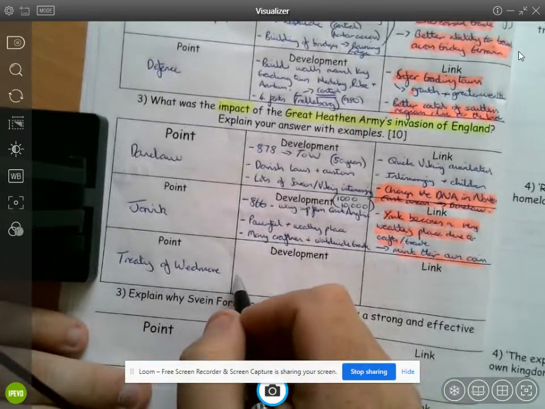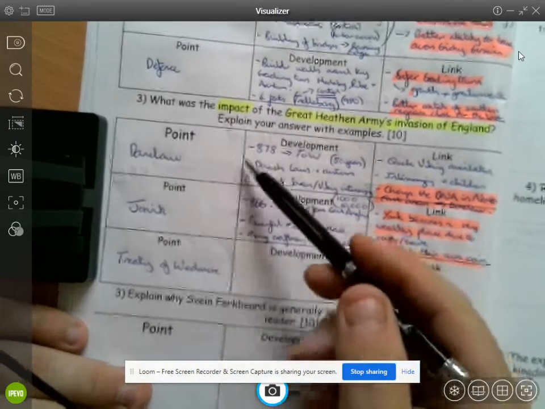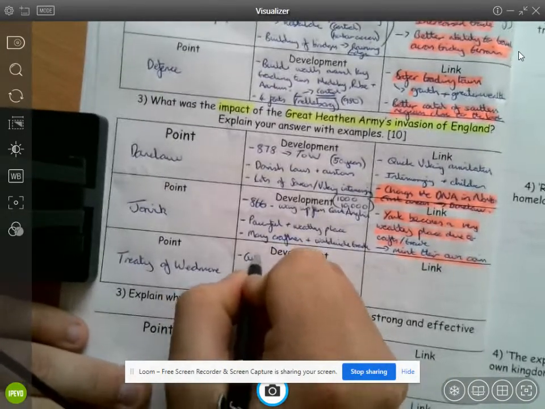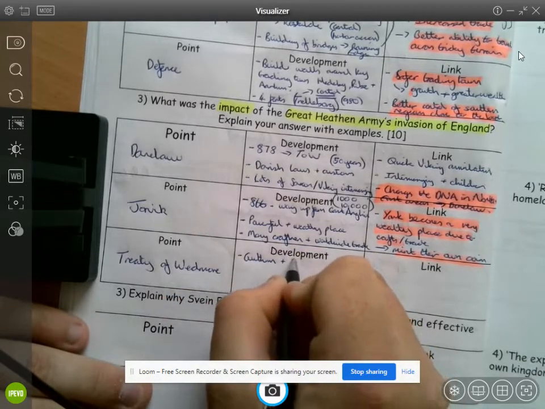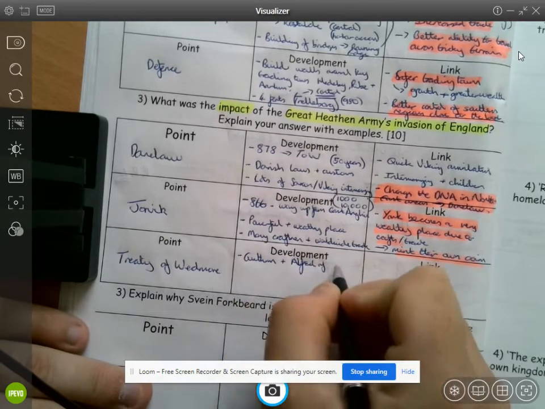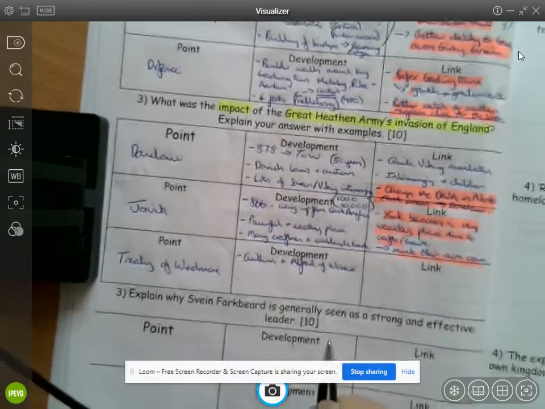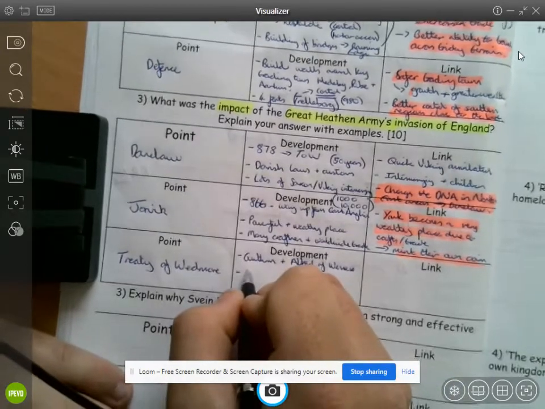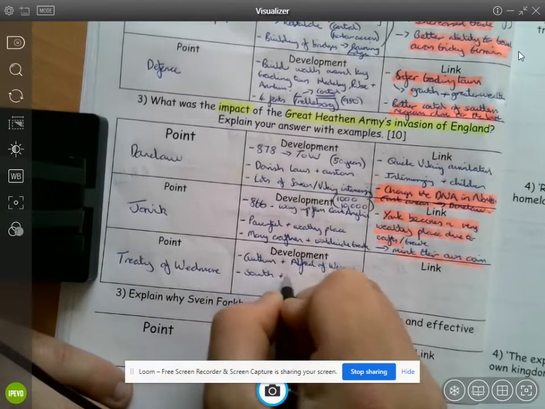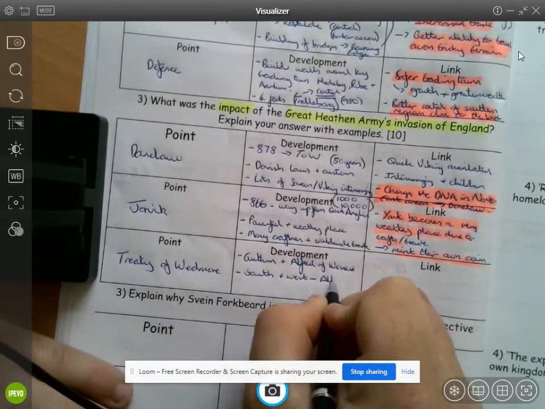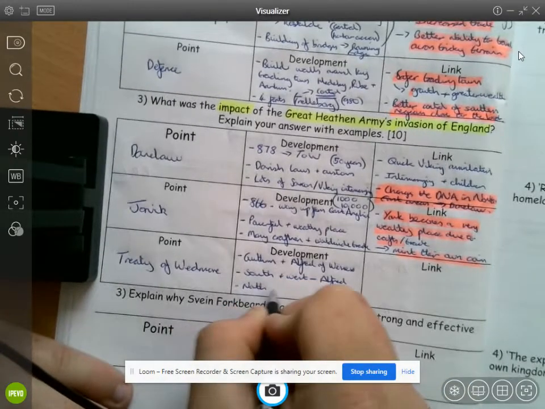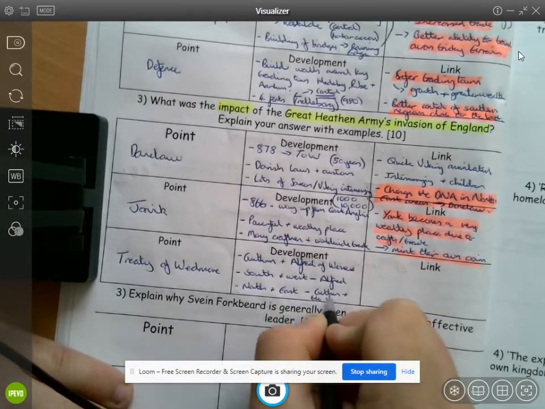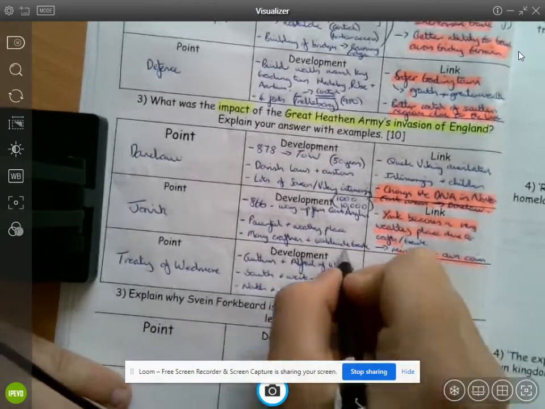Finally, we've got the Treaty of Wedmore. Now, there might seem a little bit of overlap here, but this is a different point because our link is going to be different. So we explain that the Treaty of Wedmore was between Guthrum and Alfred of Wessex. They agree that he will have the south and west. So the south and west goes to Alfred, and the north and east goes to Guthrum and the Vikings. And this all happens in the year 878.